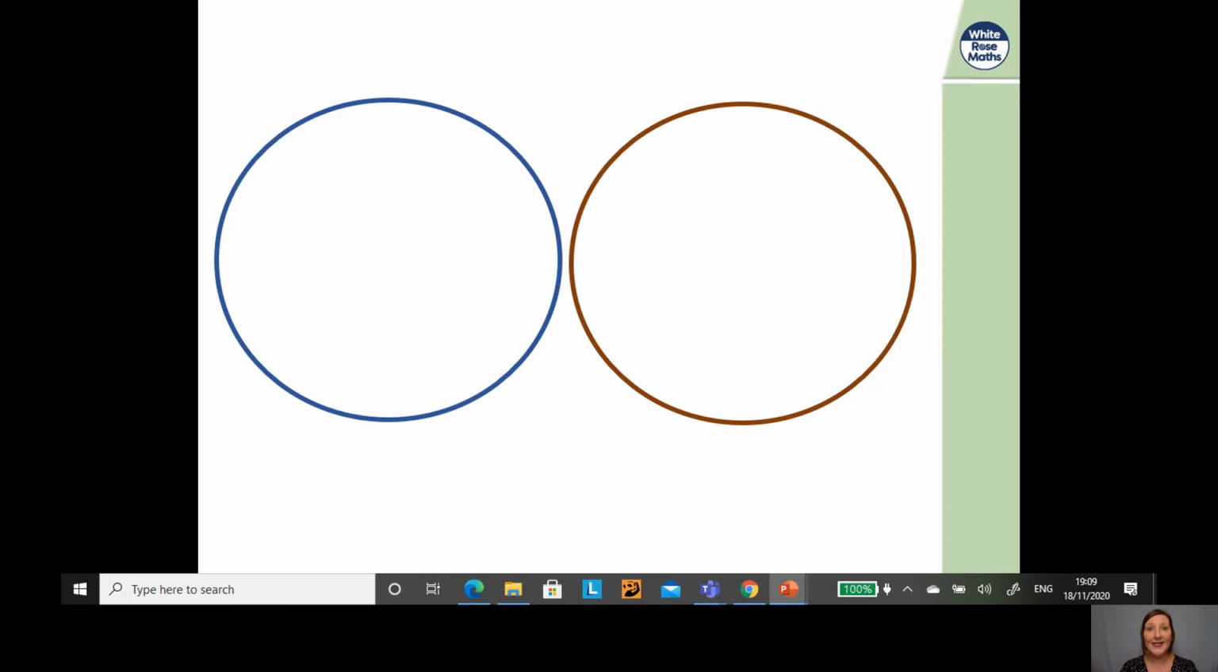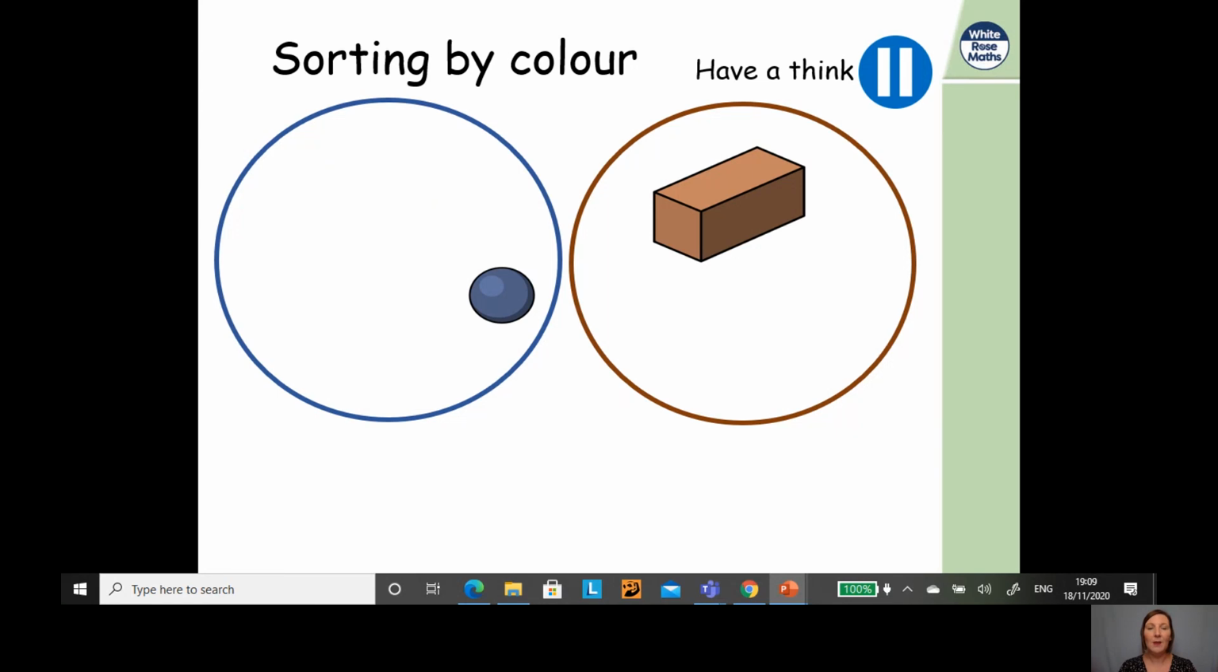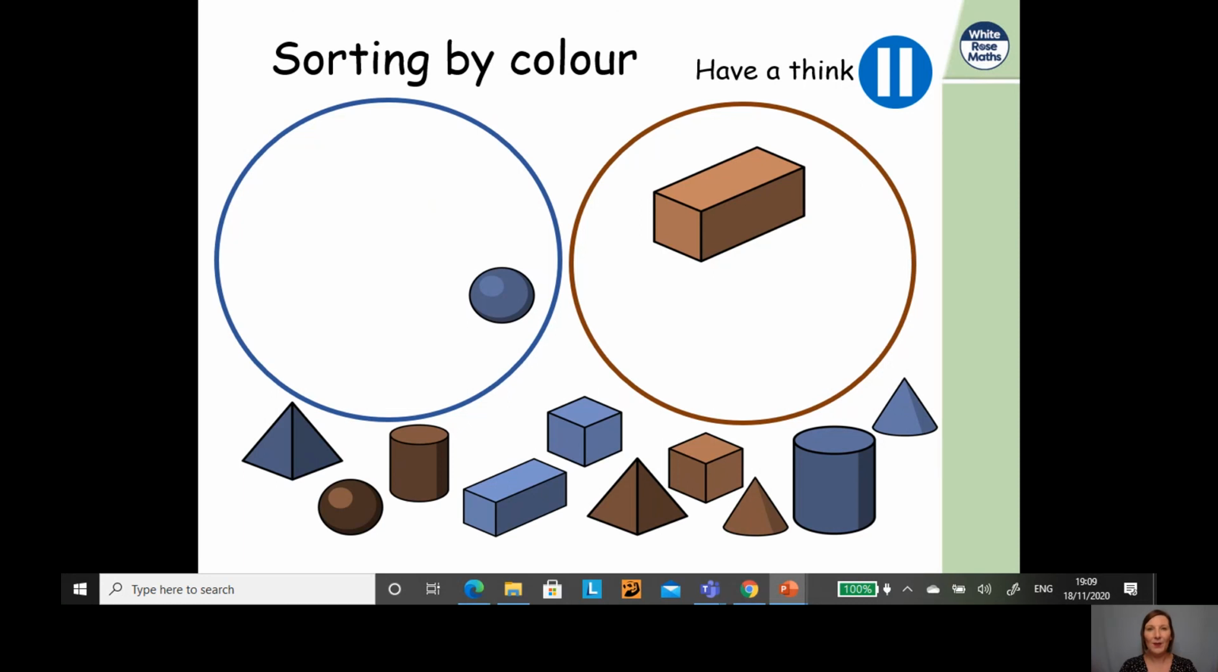Now we're going to sort in a different way. We're going to sort by colour. I have some shapes, but they are different colours. I have blue coloured shapes and I have brown coloured shapes. I'm going to ask you to have a look at my shapes, pause the video here and talk about what shapes would go in the blue circle and what shapes would go in the brown circle. Pause the video now.